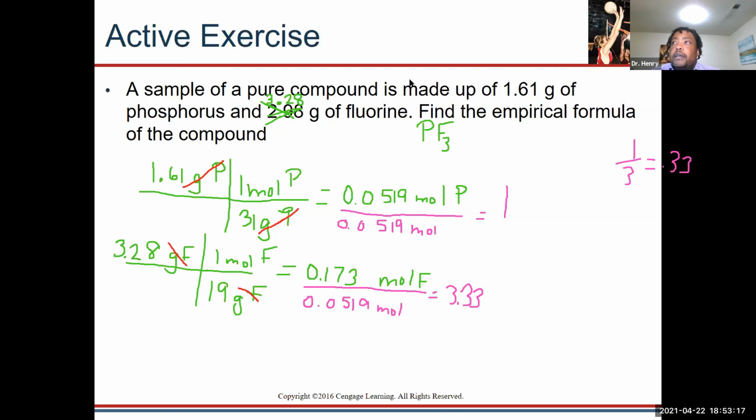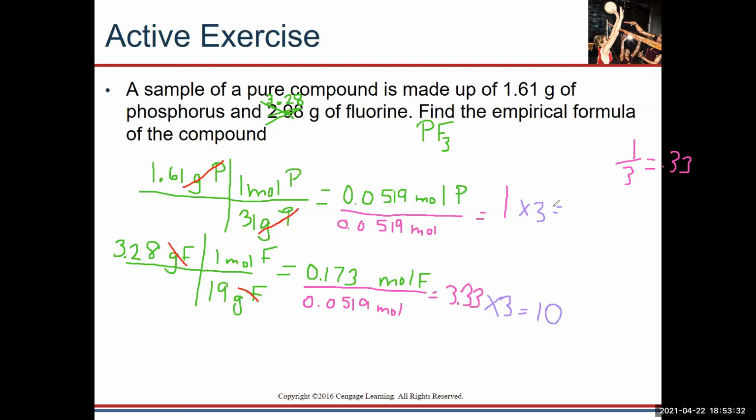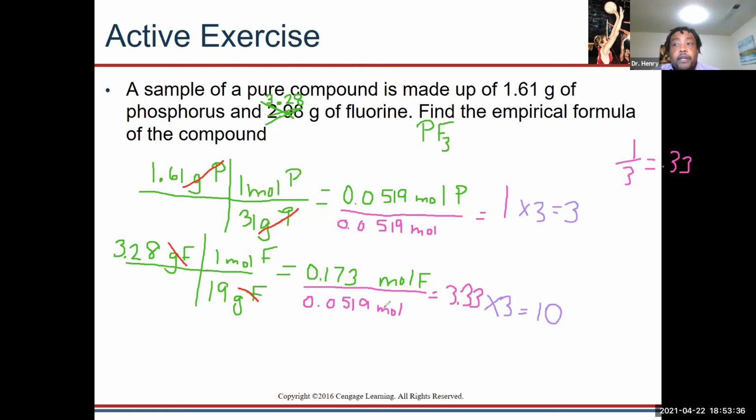So I'm going to do that in purple. 3.33333 times 3, if I remember correctly, is going to be 10. And this is going to be 3. So just by that change in the amount that we have, this chemical formula would be P3F10.